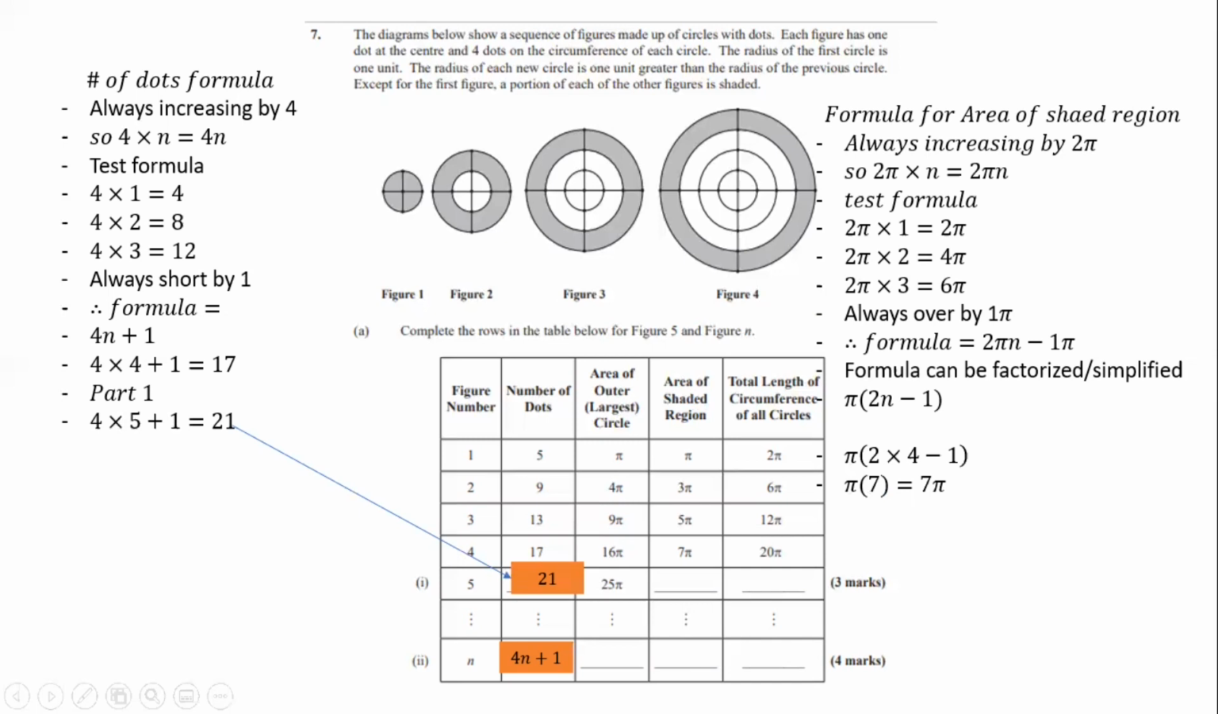So therefore we can now work out part 1 for column 4 here, which is corresponding to figure number 5. So what we have is pi multiplied by 2 multiplied by n, which is from our formula 2n, so 2 multiplied by 5 minus 1. 2 multiplied by 5 is 10, minus 1 is 9. So what we'll have is pi multiplied by 9, which is the same as 9 pi. So our answer for figure 5 is 9 pi, and n, which is our general formula, is pi multiplied by (2n minus 1) in brackets.